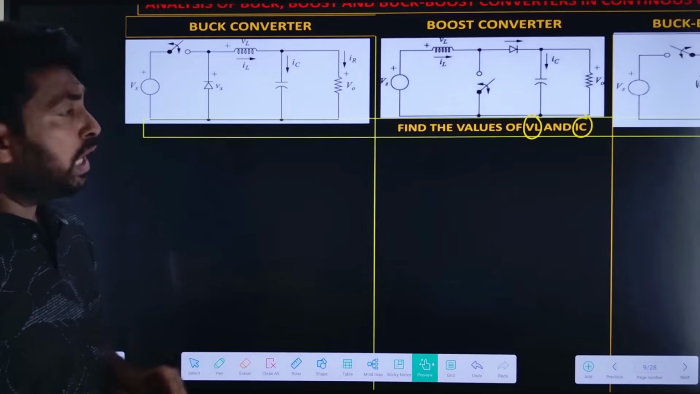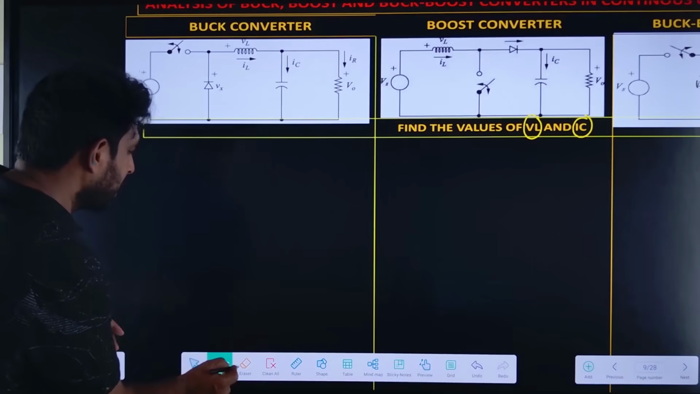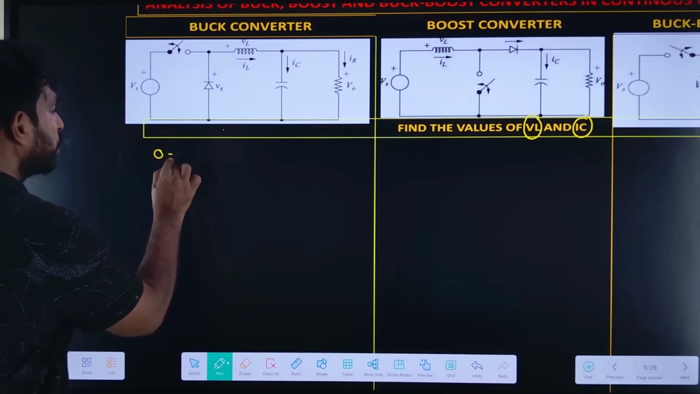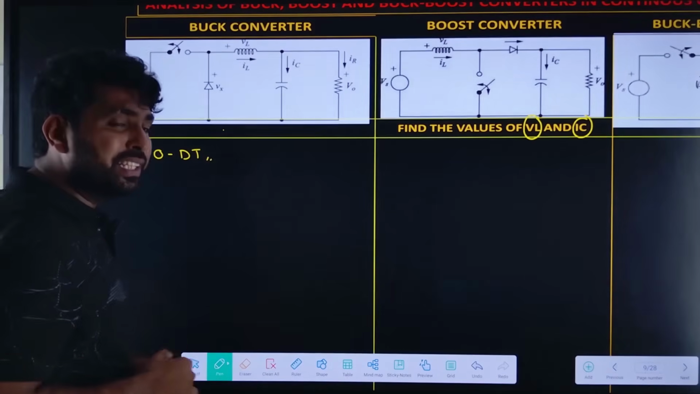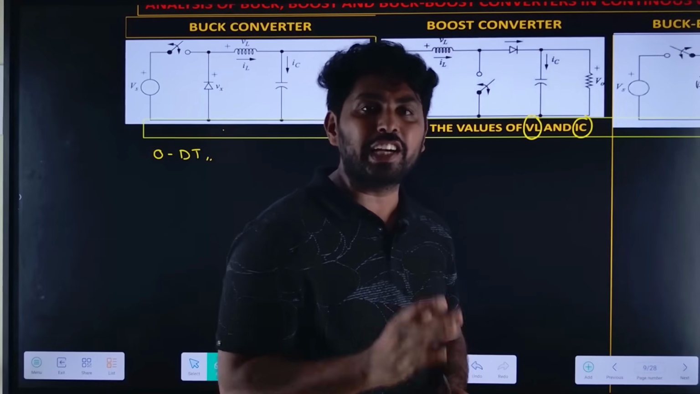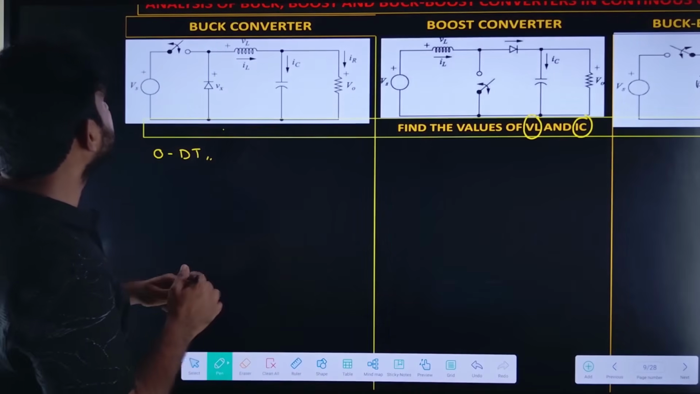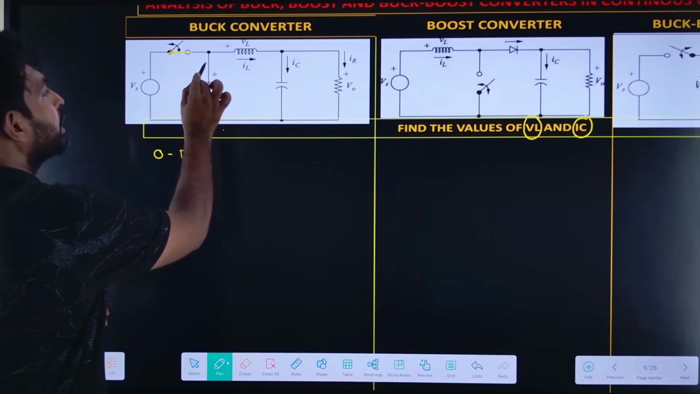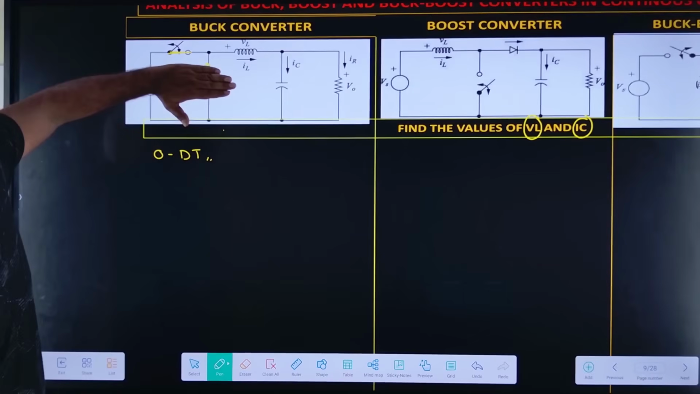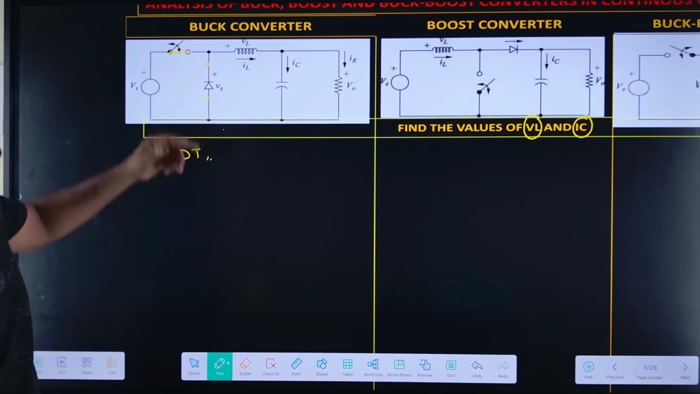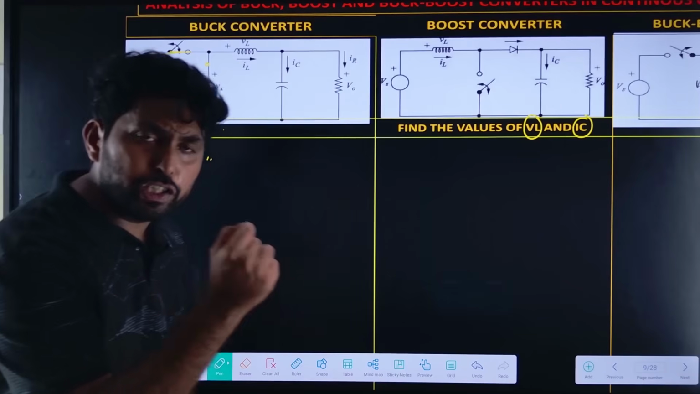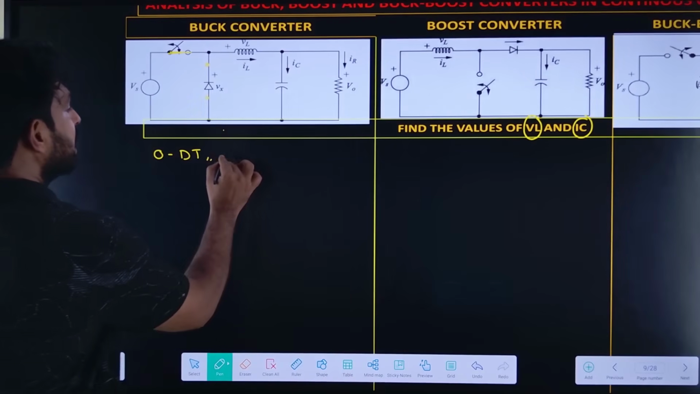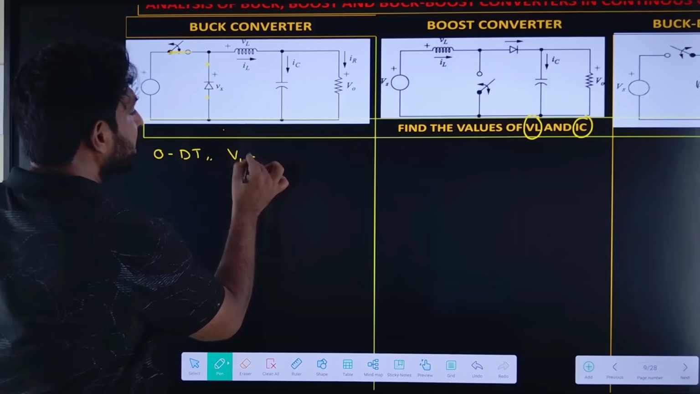So let us consider now the 0 to dT period, which is nothing but the turn on time of the switch. During the turn on time, the switch S should be in the closed condition, so the diode should be in the off condition. We need to find the voltage across the inductance and the current flowing through the capacitor. Let me find the voltage across the inductance.